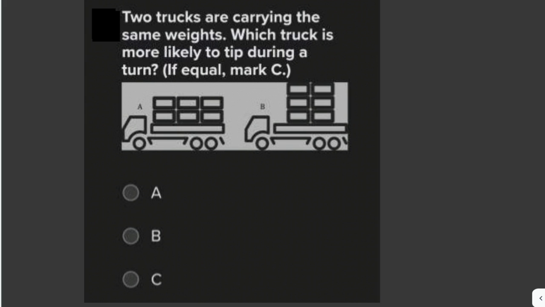Two trucks are carrying the same weights. Which truck is more likely to tip during a turn? If equal, mark C. Now to answer this, truck B will more likely tip during a turn because the center of gravity in truck B is higher, making it easier to tip.